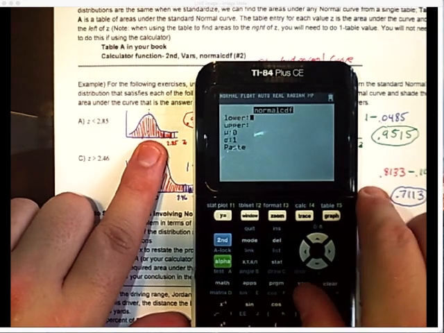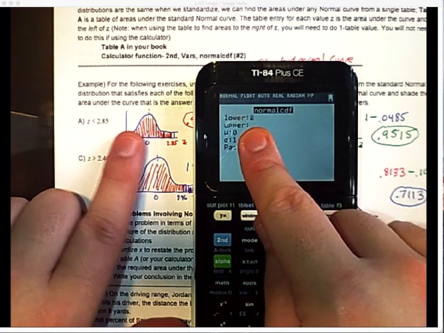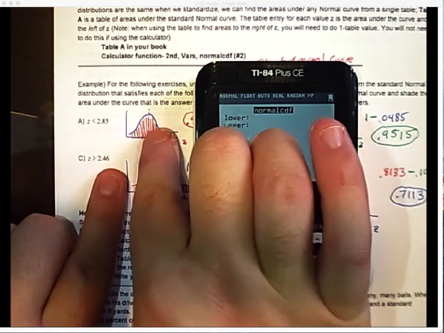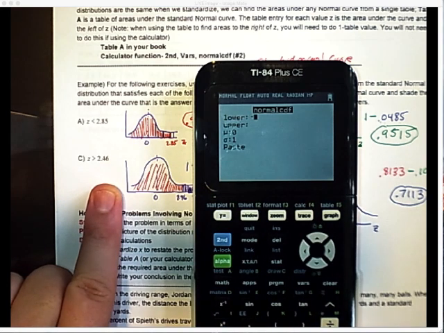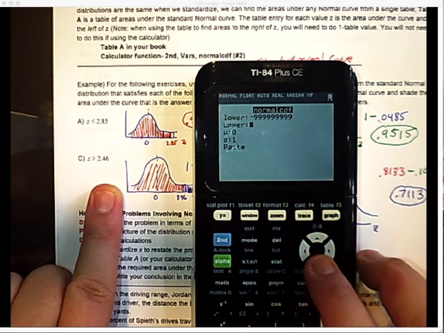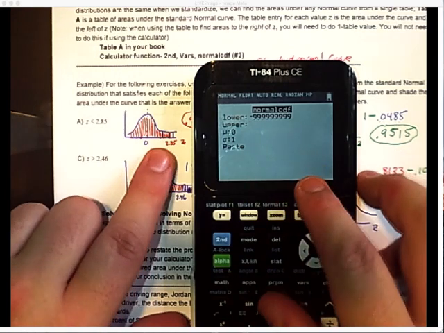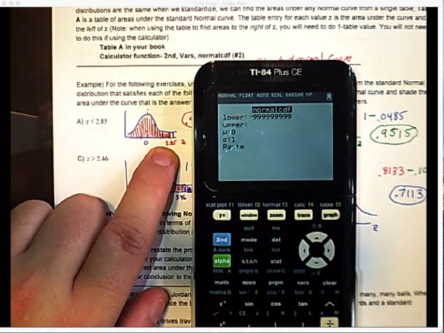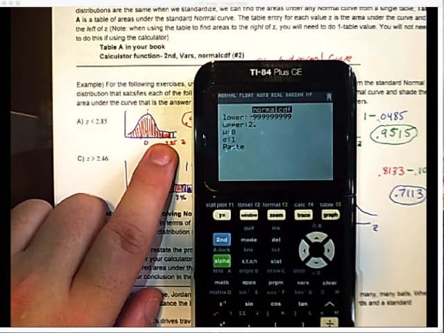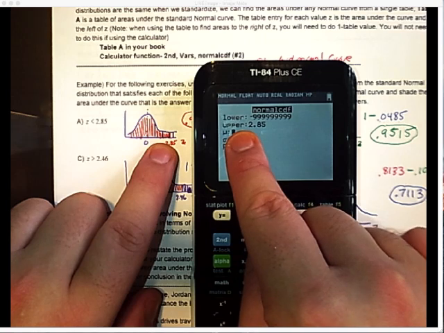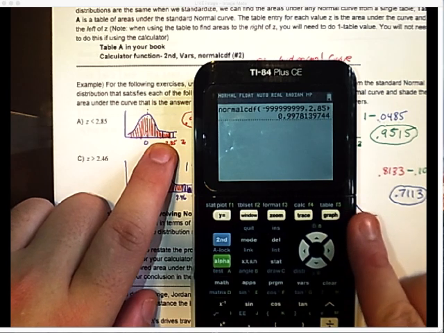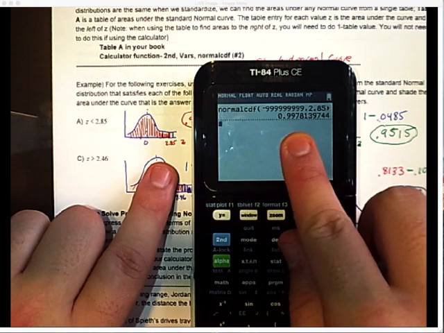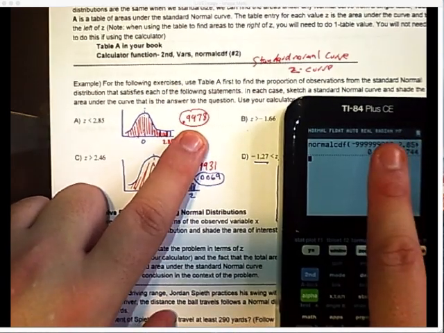So let's look at this first one. It says, what's your lower and upper bound of your shaded region that you care about? Well, this actually starts way back to the left. Remember, these go on forever. So it starts at negative infinity. But I can't enter in negative infinity, but I can enter negative and put a whole bunch of 9s in there. That's like negative infinity. What's the upper boundary? What z-score are you going up until? You're going up to 2.85. Okay, on a standard normal curve, the mean is 0 and the standard deviation is 1, so we leave those alone. So if I hit paste and then I hit enter, what do you know? 0.9978. What did we get here? 0.9978. Okay.